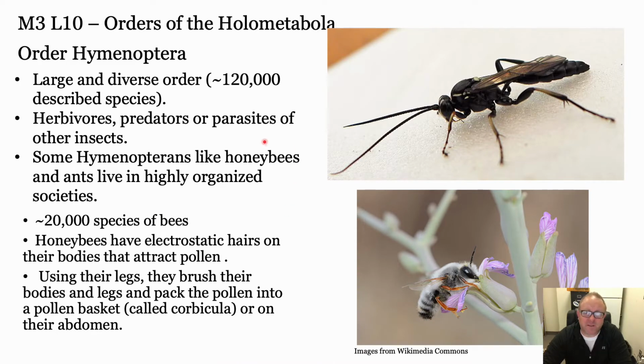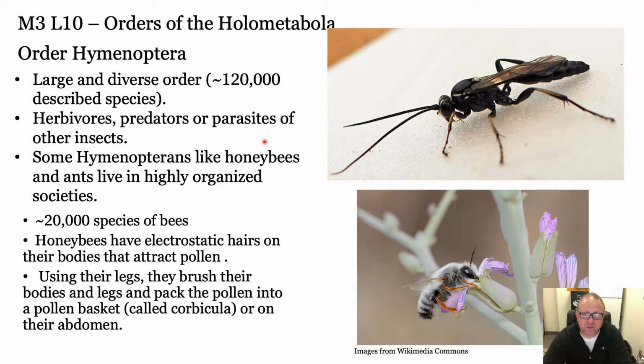They're very diverse. We have about 120,000 described species, although there's probably upwards of 1 million species of Hymenoptera. I'll talk about why that is. Hymenoptera eat just about everything. They're herbivores, predators, parasites of other insects. Some eat meat if they can get it. I'll talk about that as well.